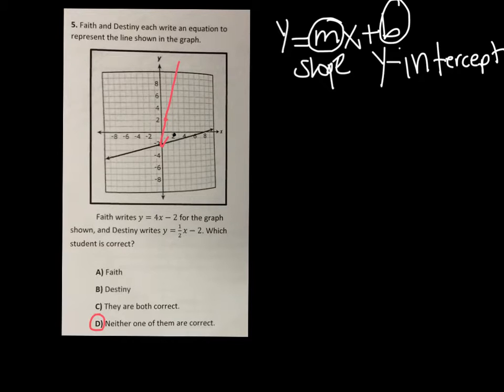And that would be her next point. And then up 1 over 2. So while it's going in the right direction, it's not matching. So neither of them were correct.